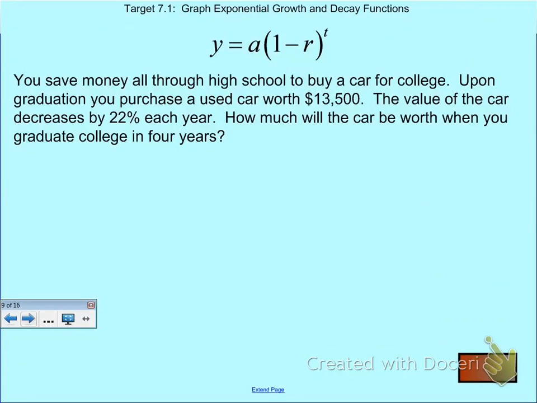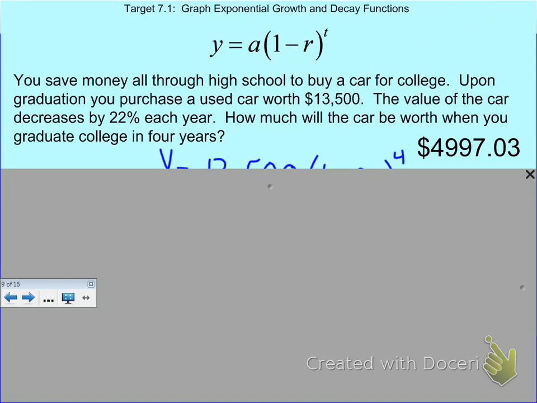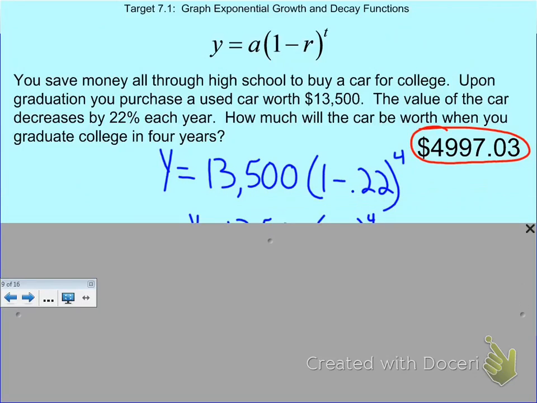Okay, here is an exponential decay word problem. Give it a try. In our equation, if you recall, A is our original amount that we're starting off with. R is our rate. T is our time. Give this one a try. Okay, we should have got an answer of approximately $4,997.03. If you got that, yay! If not, here's the explanation.